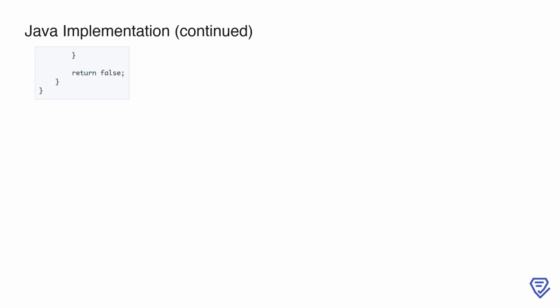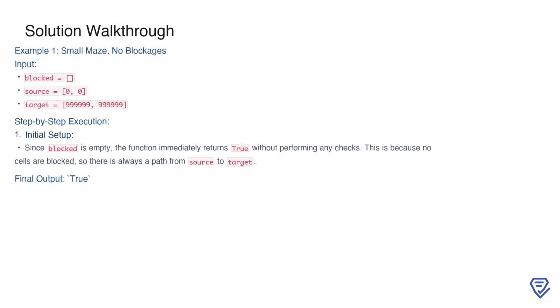With this, the implementation is complete, and the BFS logic handles the traversal while efficiently checking for enclosures within the constraints of the problem. In this example, we are working with a small maze where there are no blocked cells. The input specifies an empty block list, and the source is at 0, 0, while the target is at 999,999. Since there are no obstacles in the maze, it is guaranteed that a path exists from the source to the target. As a result, the function immediately returns true without performing any further checks or computations. This highlights the simplest case, where the absence of blockages ensures an unobstructed path.